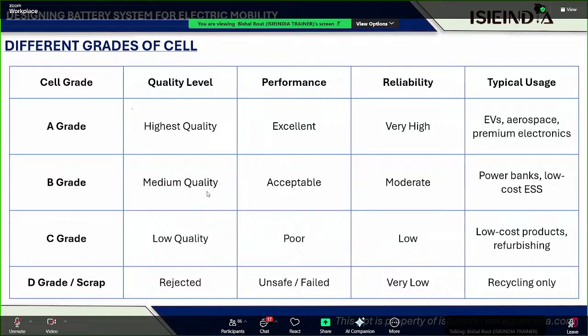Then we have the C grade cell. It is a very poor or low grade cell. Its performance is very poor and its reliability has issues, so it will not sustain for long. Its typical usage is in low cost products and refurbishing. They are not used for EV or other premium applications. Then we have the D grade cell, which is a rejected cell. These cells are never used for any purpose; they are mostly unsafe and failed cells, used only for recycling, and they have very low value.